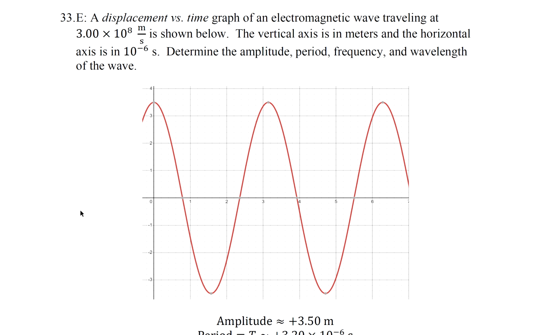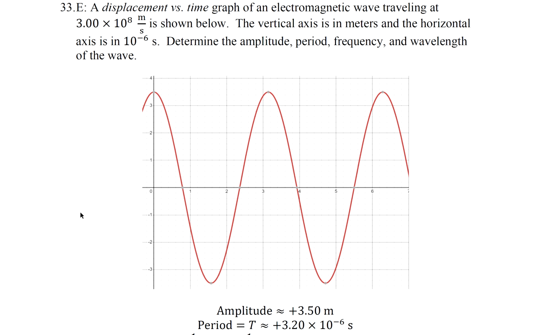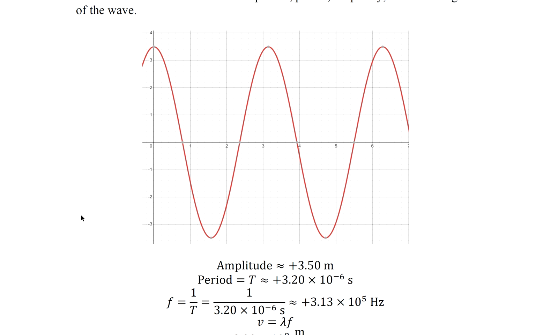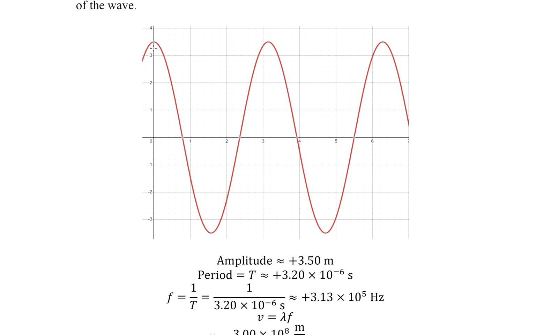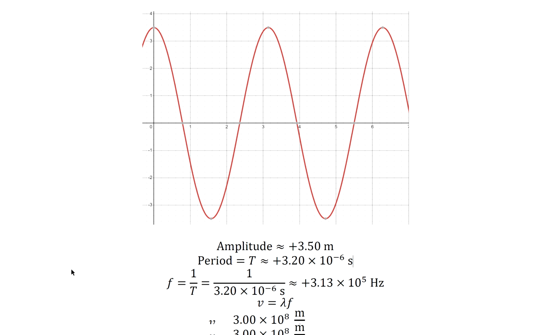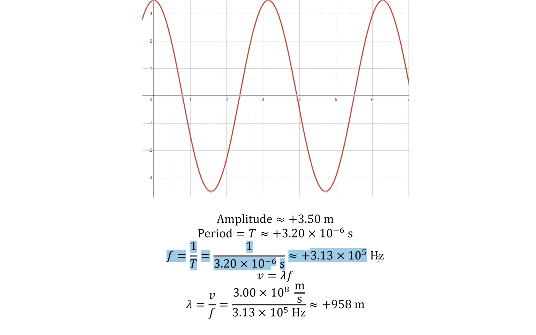Question 33 is a similar problem. The displacement versus time graph of an electromagnetic wave traveling at 3 times 10 to the 8th meters per second is shown below. The vertical axis is in meters and the horizontal axis is in 10 to the minus 6 seconds. Determine the amplitude, period, frequency, and wavelength of the wave. So the amplitude you see is like 3.5. The period is from crest to crest, which is a 3.2. Frequency is 1 over period. V equals lambda f, so let's just solve for lambda.